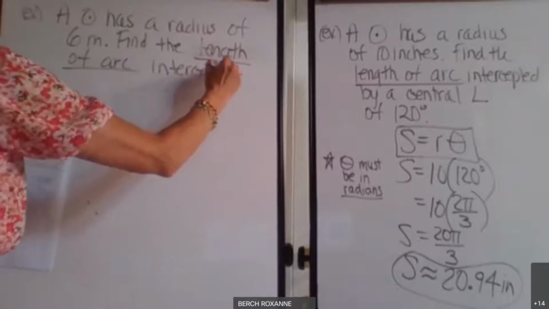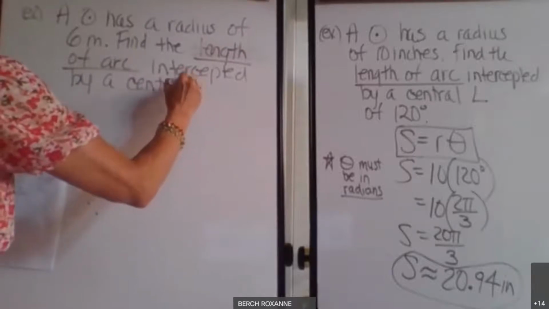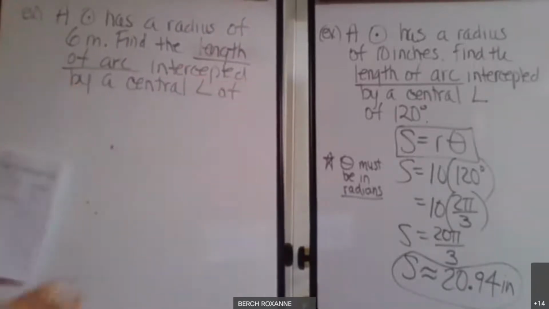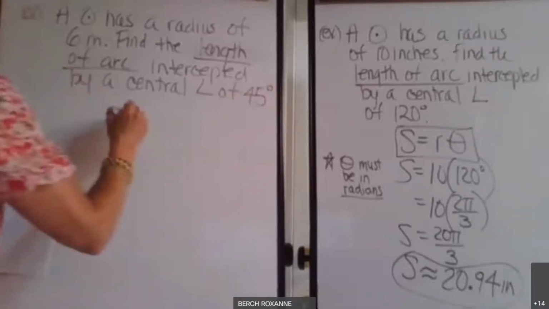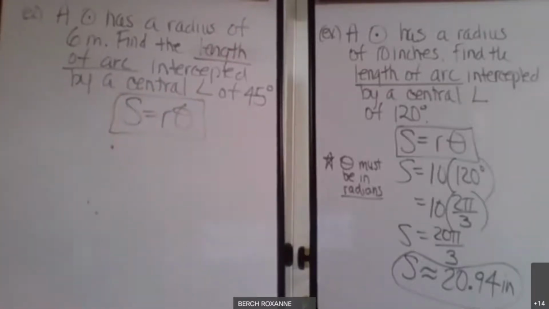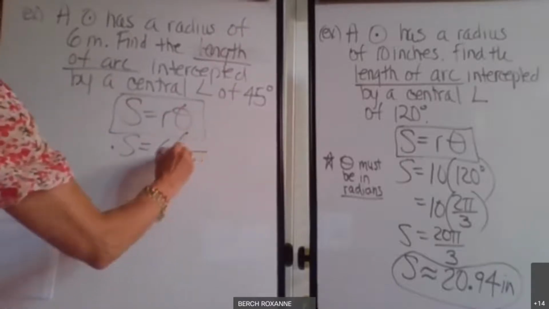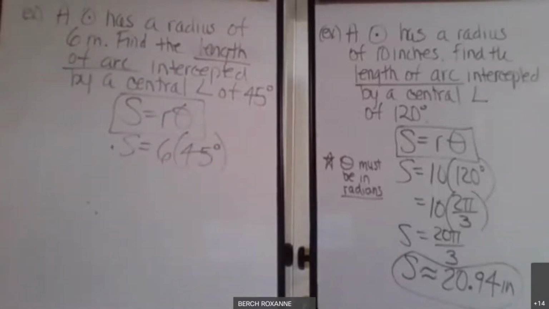intercepted by a central angle of 45 degrees. So once again, we're finding the arc and we just put the information in. So they're saying the radius is 6 meters and the angle is 45 degrees, but we cannot use degrees in this formula. So once again, we're going to have to convert 45 degrees to radians. Make sure you're in radian mode if you have to use the calculator. This would be 180 degrees and then pi radians.